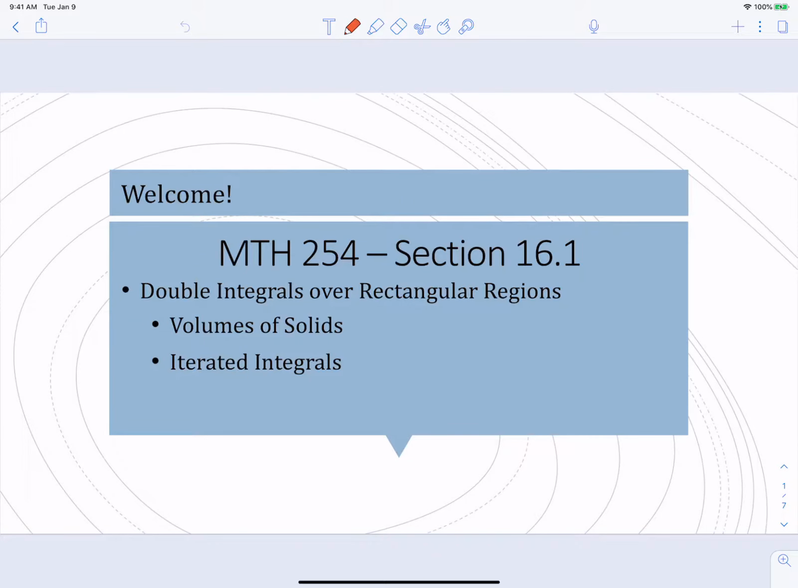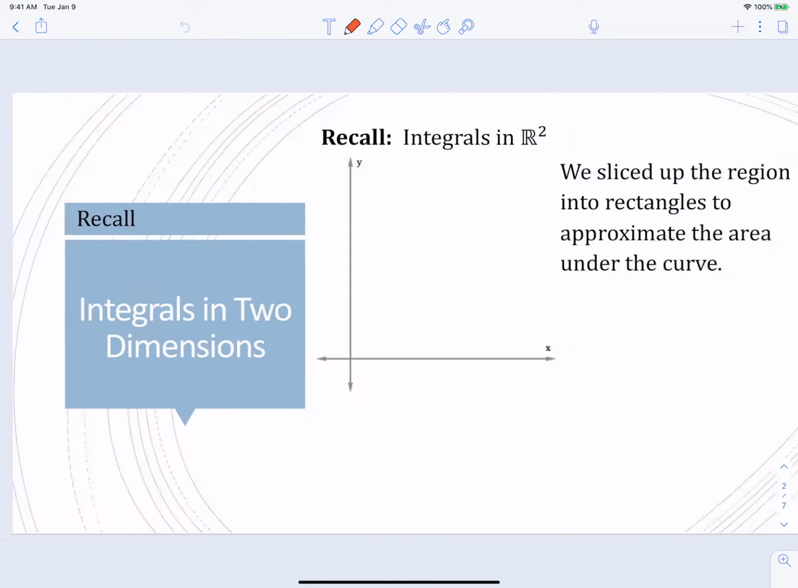All right, we are finally ready to move on to chapter 16. So this is going to all be about integrals. We're going to start really basic with double integrals over rectangular regions, just to get our bearings and figure out what it is that we're doing here with our double integrals. And so we're going to look at volumes of solids and iterated integrals.